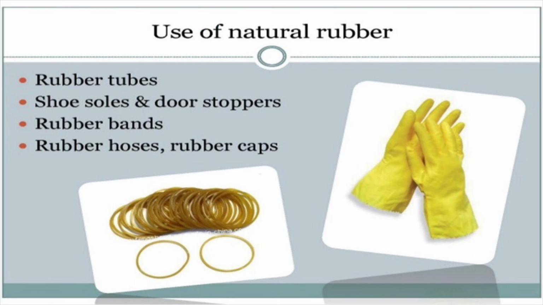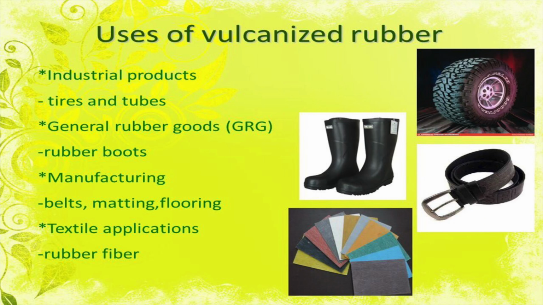What are the uses of natural rubber in daily life? We are familiar with natural rubber products. These include rubber tubes, shoe soles, door stoppers, rubber bands, rubber hoses, rubber caps, etc. Then, what are the uses of vulcanized rubber? It is used in various industrial products, textile applications and in the manufacturing of different products. These include tires, tubes, general rubber goods, rubber boots, belts, mats, flooring, rubber fiber, etc.